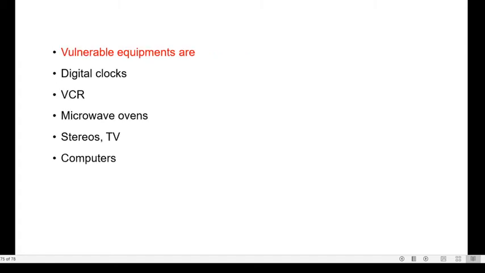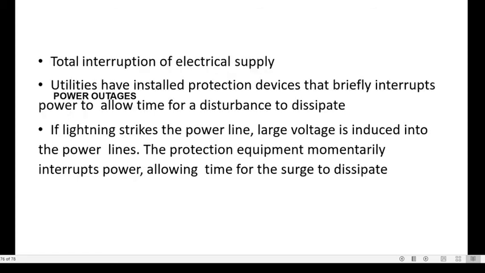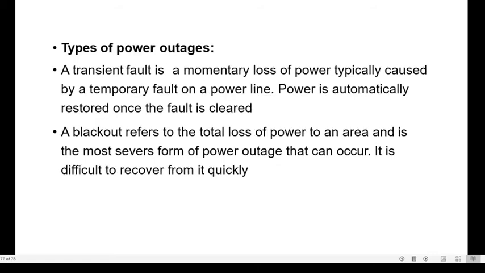Vulnerable equipment like digital clocks, VCRs, microwave ovens, stereos, TVs and computers must be protected from such interruptions. For the total interruption of the electrical supply, utilities have installed protection devices that briefly interrupt the power to allow time for a disturbance to dissipate. If lightning strikes the power line, there must be use of a lightning arrestor. Then large voltage is induced into the power lines. The protection equipment momentarily interrupts the power, allowing time for the surge to dissipate through the lightning arrestor.